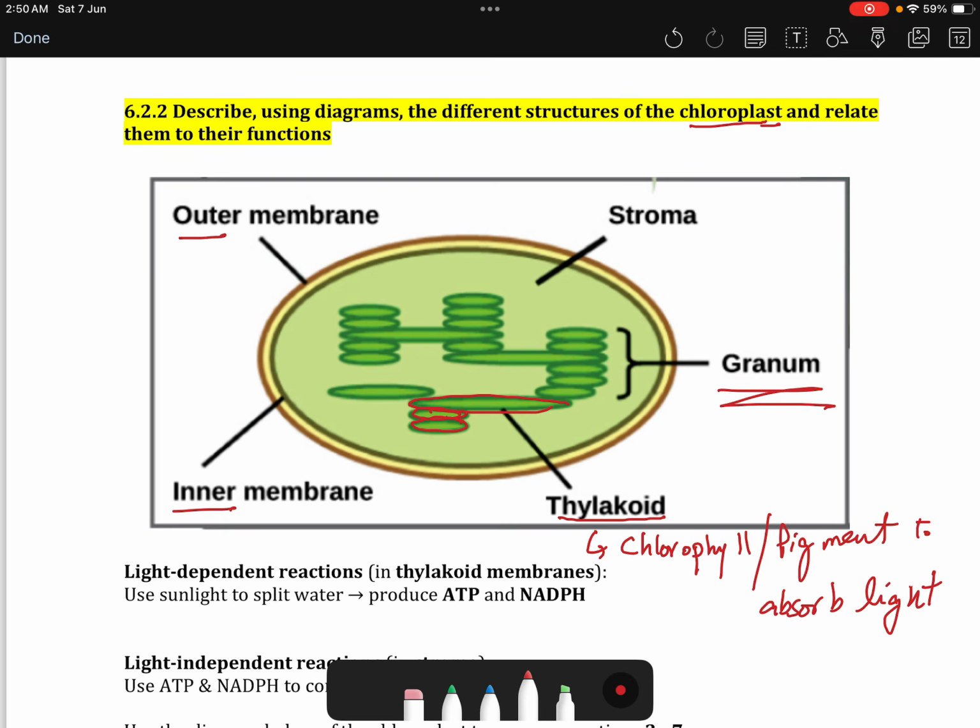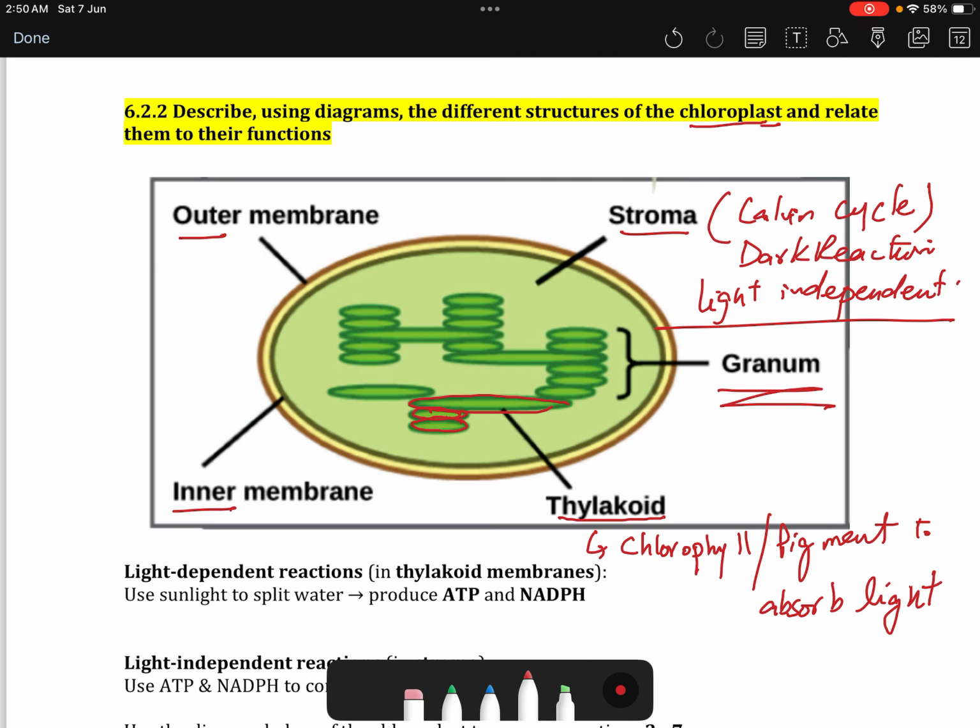Then there's a liquid portion inside the chloroplast called the stroma. The stroma is the place where the Calvin cycle takes place. The Calvin cycle is also called the dark reaction, or the light independent reaction. While in the thylakoid and the granum, the light reaction, or light dependent reaction, takes place. So this is how you will go through it.